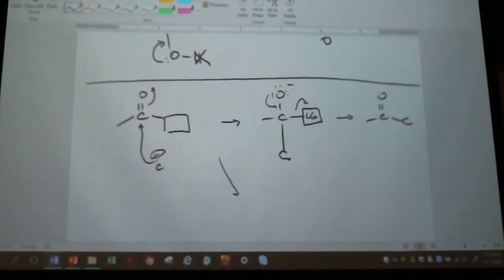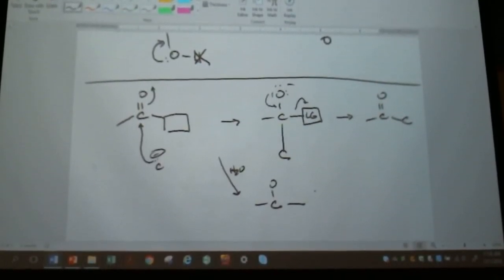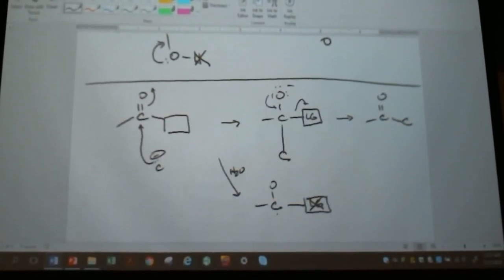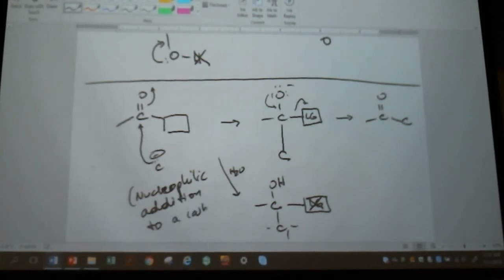If this was not a good leaving group, then once you toss this in water, you would end up with an alcohol, right? This is a nucleophilic addition to a carbonyl. And of course in here, you could have a second round of this attacking, and so on.